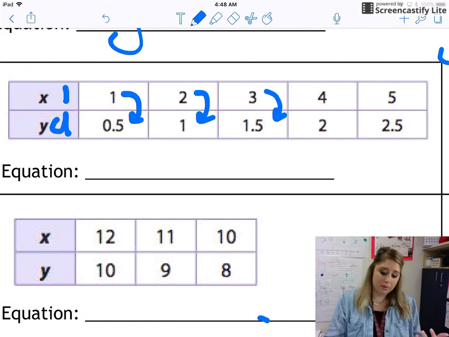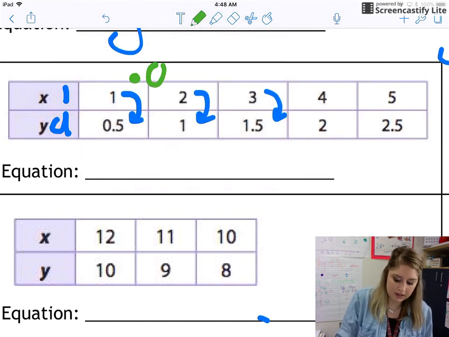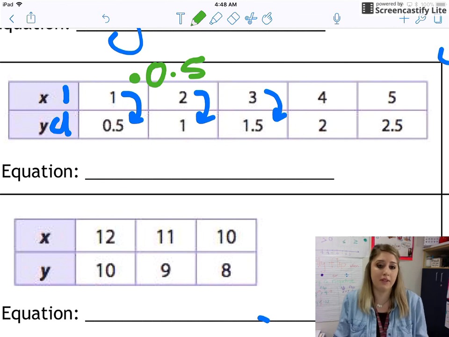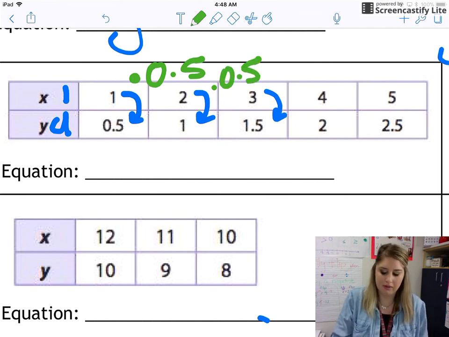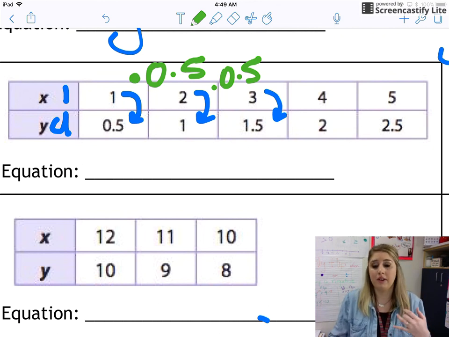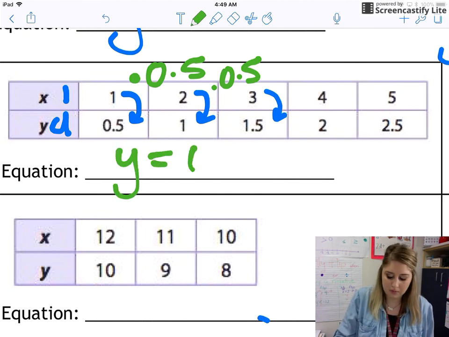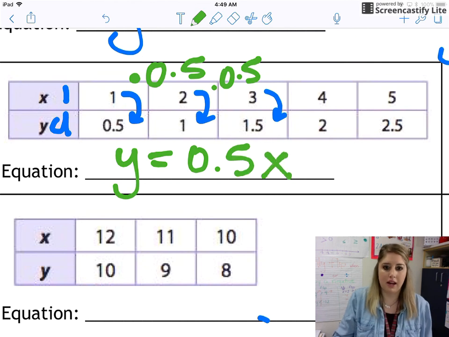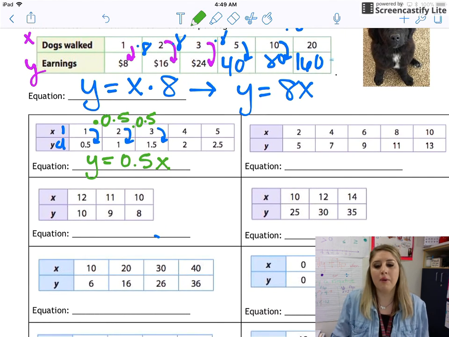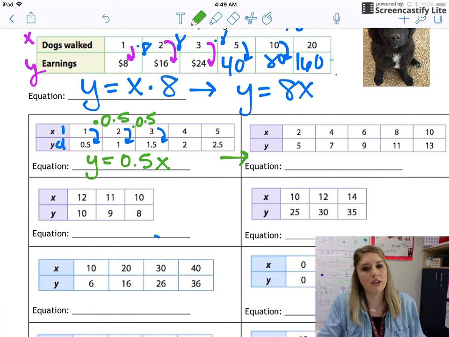Okay, this one was a little bit trickier, but what I noticed is that every time I'm really multiplying by 0.5, or I'm taking half of each number, multiplying by 0.5. Because if I took 2 times 0.5, it's going to give me 1. If I take 3 times 0.5, it's going to give me 1.5, and so on and so forth. So my equation would be y equals 0.5 times x. Okay? All right, I want you to look at this next one here, and I want you to try it. Pause the video, try this one, and then I'll come back to you with a discussion about it.